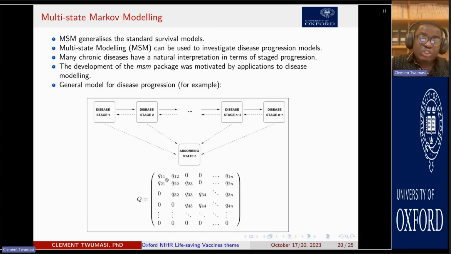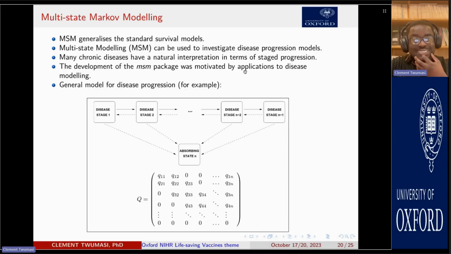So here, if you assume that all the transitions are basically 0, then the output of the multi-state Markov model would just be the same as the classical Cox proportional model. There's a package in R that can be used. We call it the msm package, and there are vignettes on it. The most important thing is that it's used to investigate disease progression models, not just disease progression.